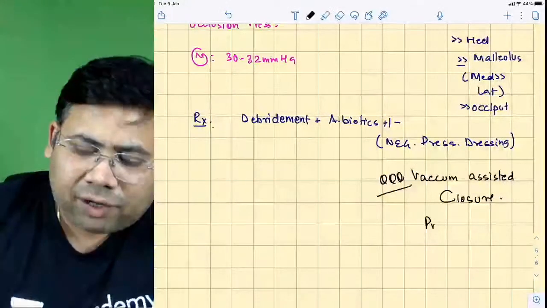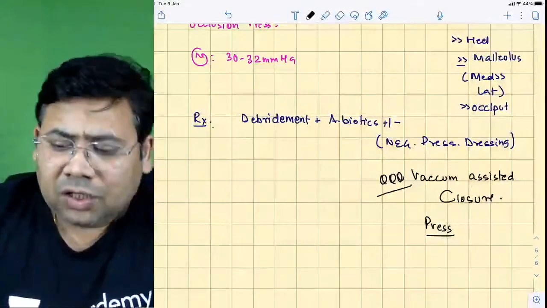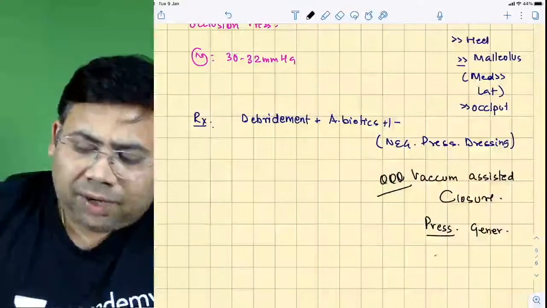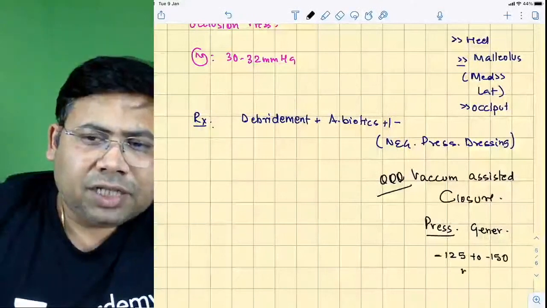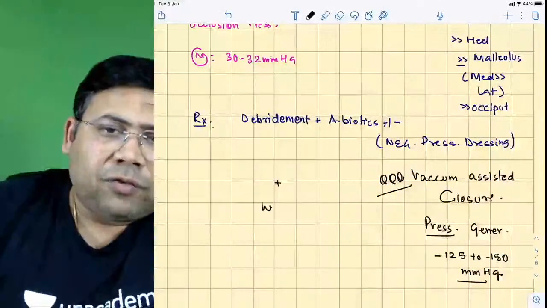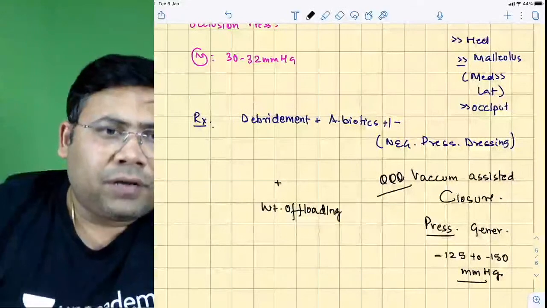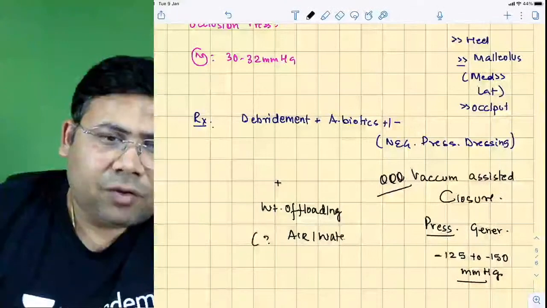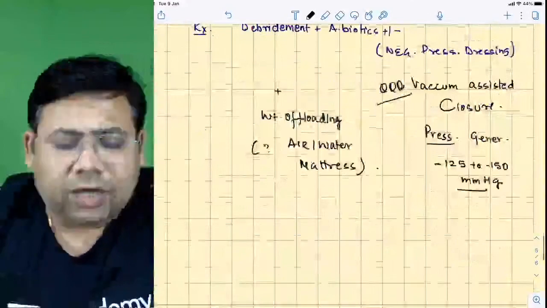So what is the pressure required? Tell me, what is the pressure required? Yeah, that is how it reduces edema. So what is the pressure generated? Answer is minus 125 to minus 150 mmHg. Along with that, you have to do weight offloading, because students, if you don't do weight offloading, the patient will not be relieved, and therefore you need an air or water mattress. Let us quickly move forward.